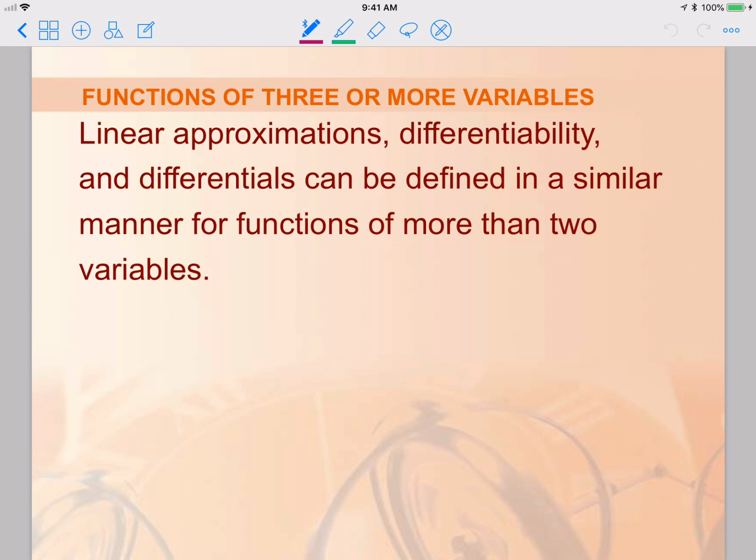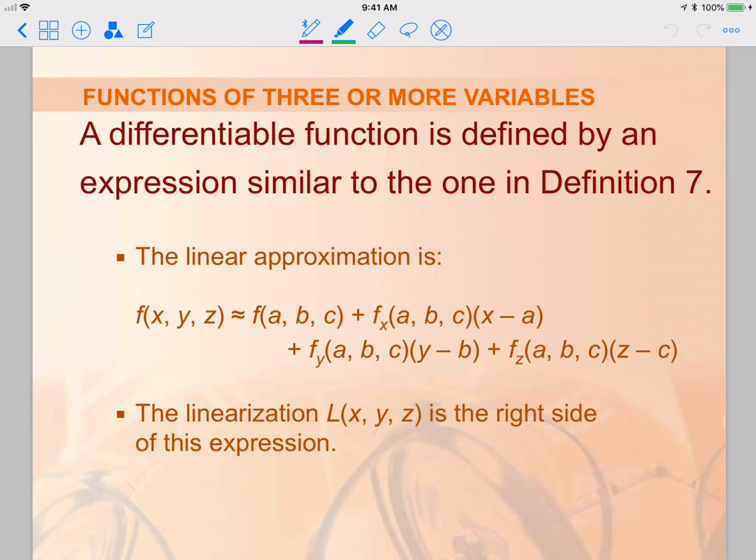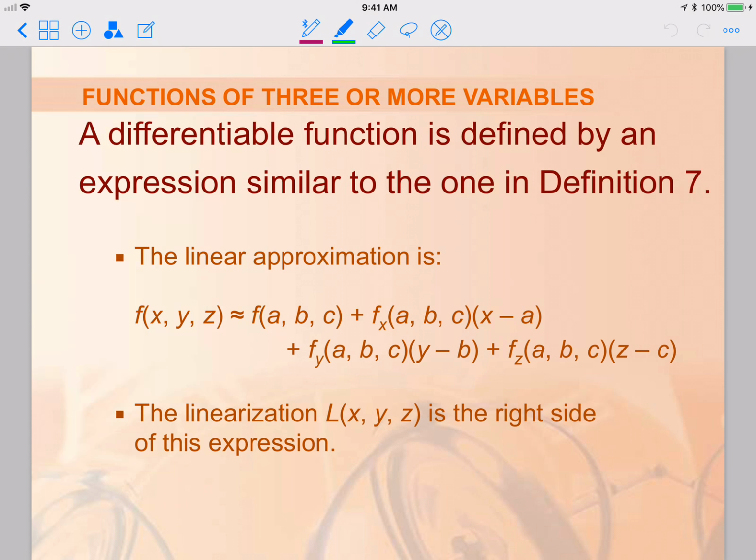Okay, so let's look at just one example where we're showing how to generalize these definitions of linear approximations, differentiability, and differentials to functions of three or more variables. So linear approximation, here we go. You'll still have your value at the point plus those partials times the difference in x, y, and z variables.